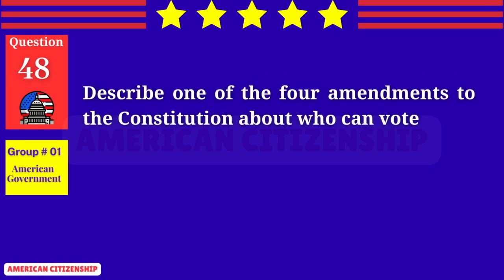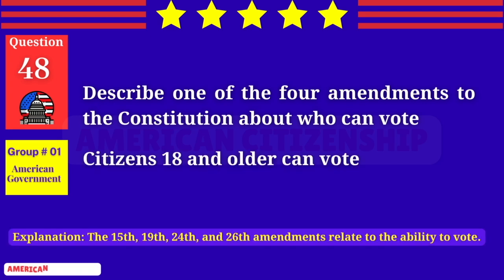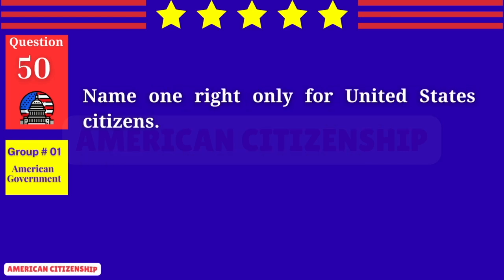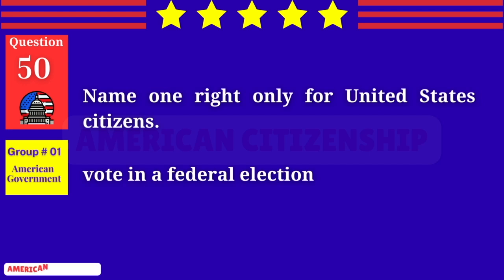Describe one of the four amendments to the Constitution about who can vote. Citizens 18 and older can vote. Name one right only for United States citizens. Vote in a federal election.